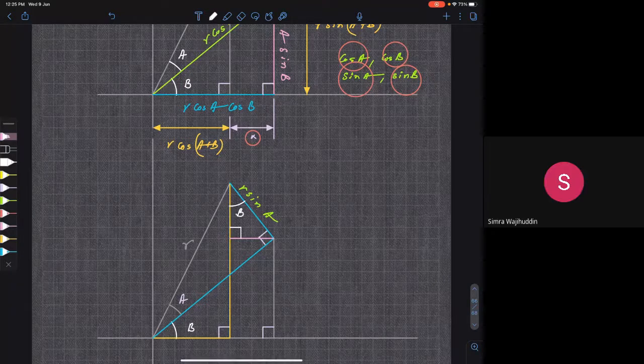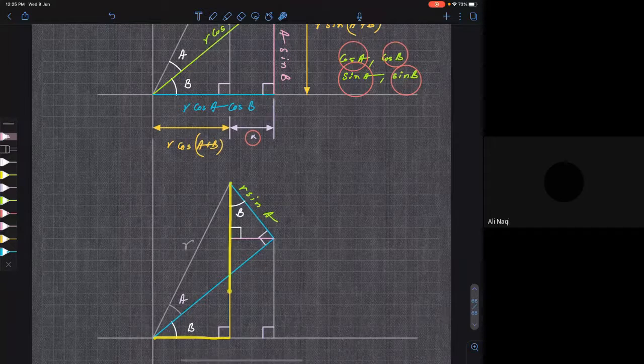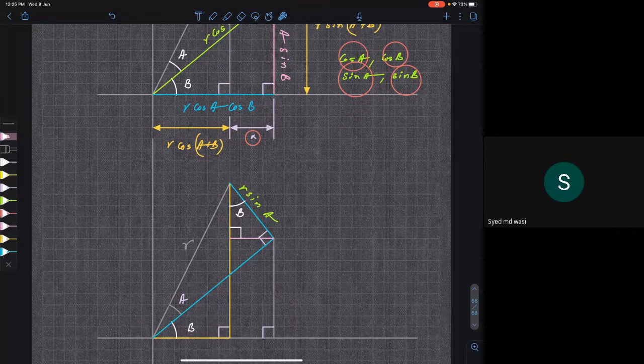Yes, sir. Sir, how can we see that that angle is also B? See, listen again. This is perpendicular to this side. These two yellow lines are perpendicular. These two blue lines are perpendicular, right? Now, if the angle between this yellow line and blue line is B, then the angle between their perpendiculars will also be B. Are you getting my point? Yes, sir.